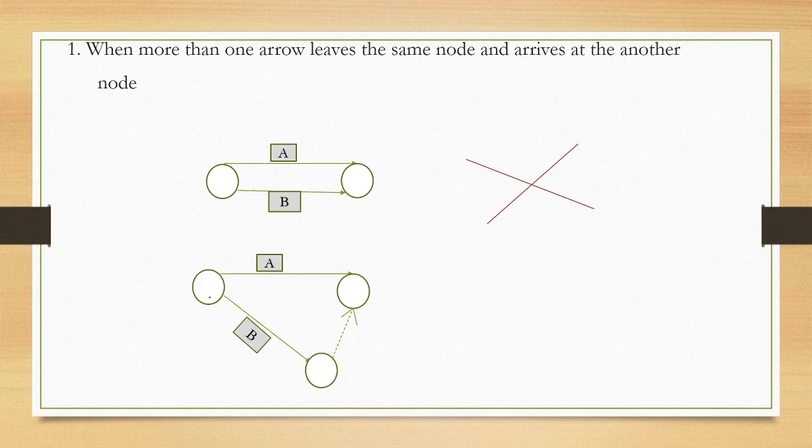See here. This is activity A, this is activity B, and this is a dummy activity, which is represented by a dotted arrow. It does not consume any time or resources, so the duration here will be 0.